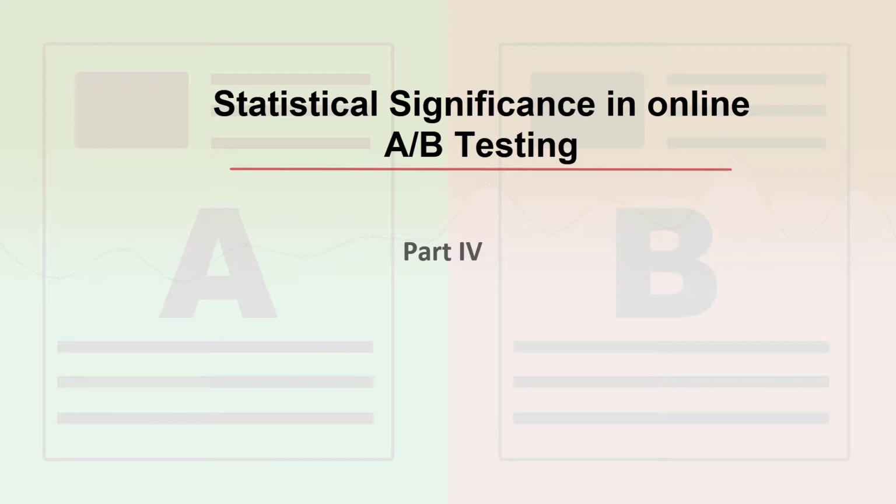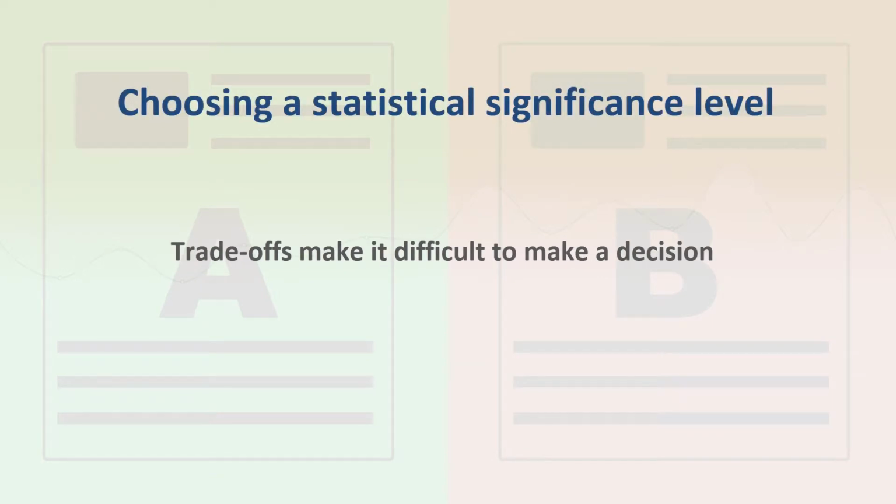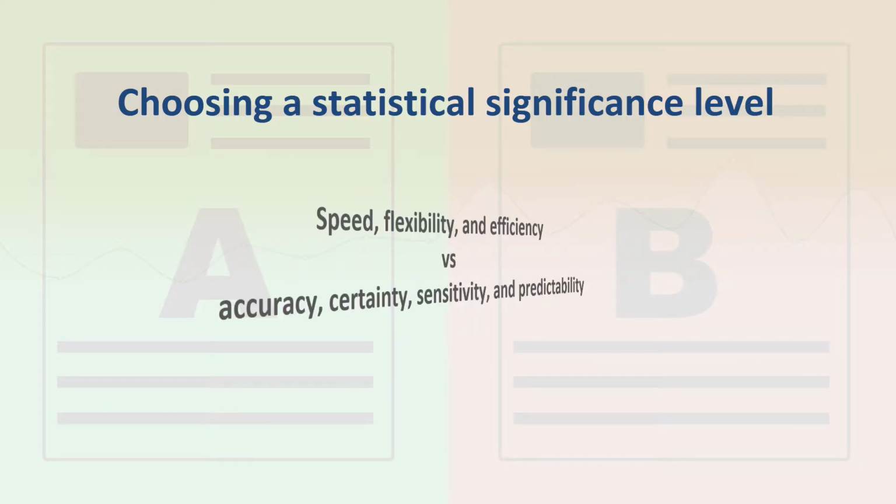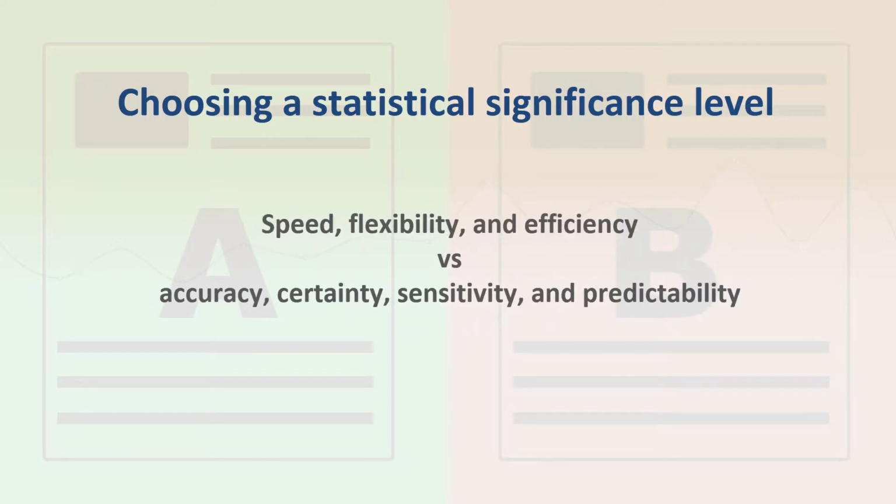In it, we will discuss how to choose an appropriate statistical significance level for your A/B test. Many people have issues when it comes time to choose the statistical significance level they want, and it is due to a simple fact: there are trade-offs involved. The major trade-offs are between speed, flexibility, and efficiency on one side, and accuracy, certainty, sensitivity, and predictability on another. No matter what kind of statistical method you're using, you will end up with the following trade-offs.